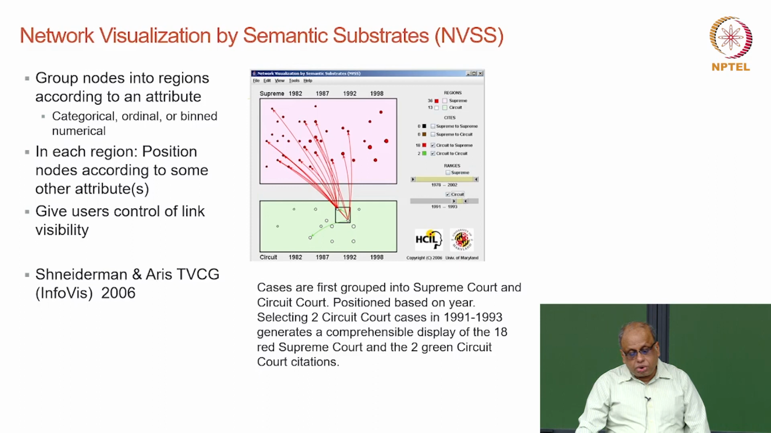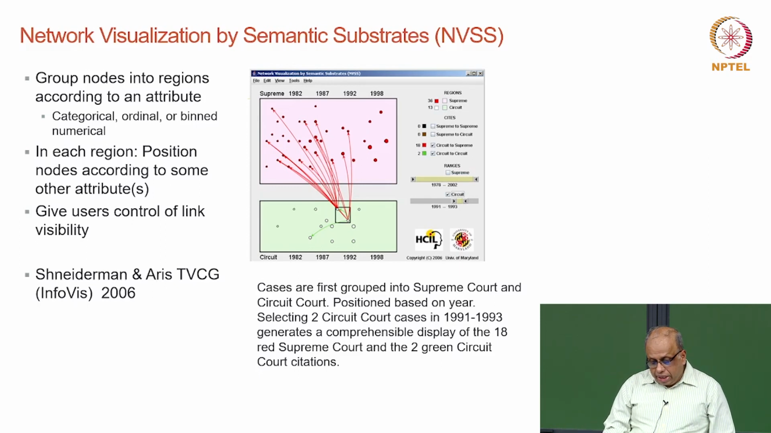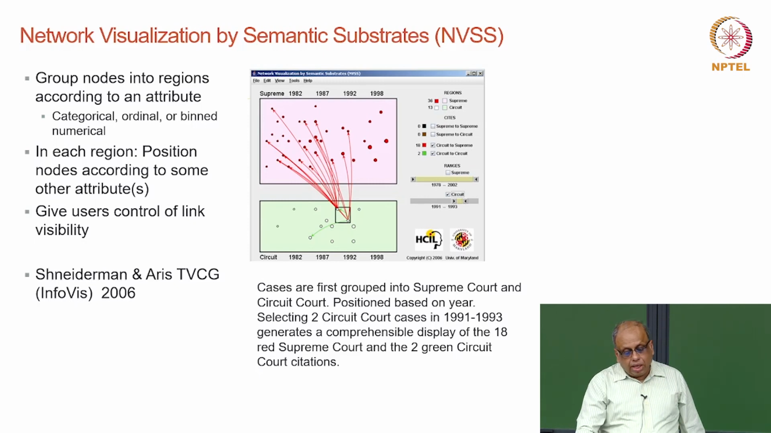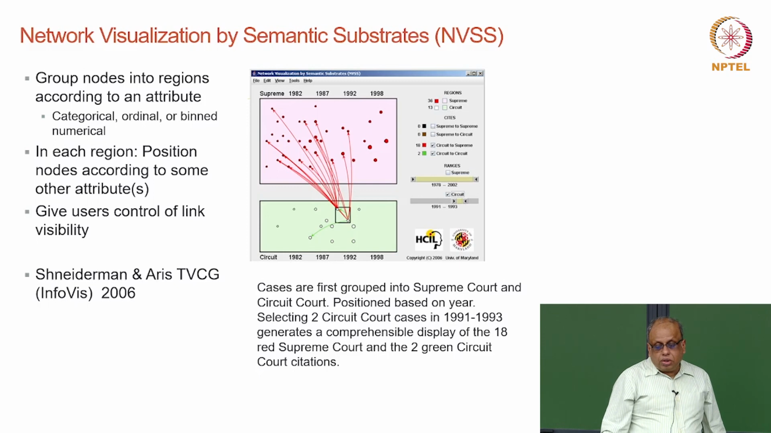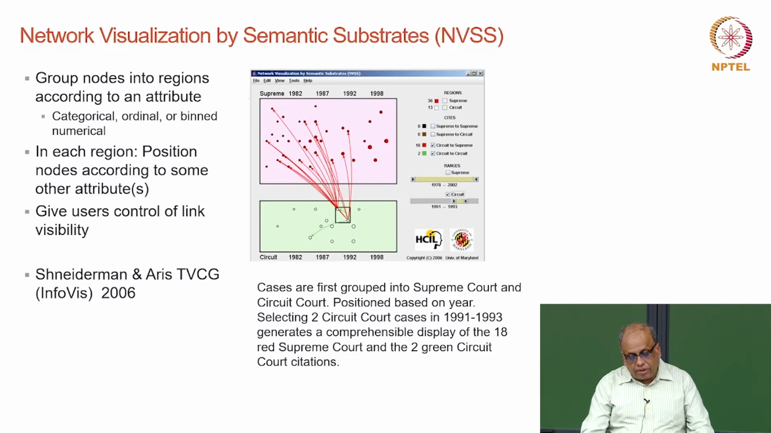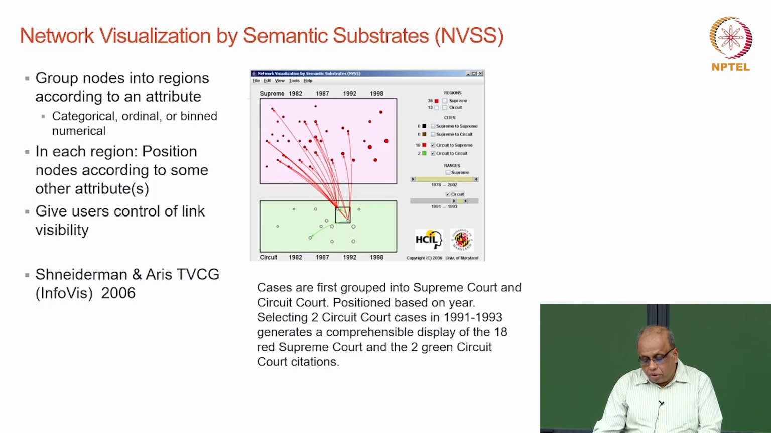And then how do they show the links? For example, if you click on a node, you can see all the links that are there. So this court case has cited all these other cases. If you click on a node, you can see all the links of the case. So this is completely a new way of showing the visualization, where you are focusing on the node attributes and not on the link structure. Okay.